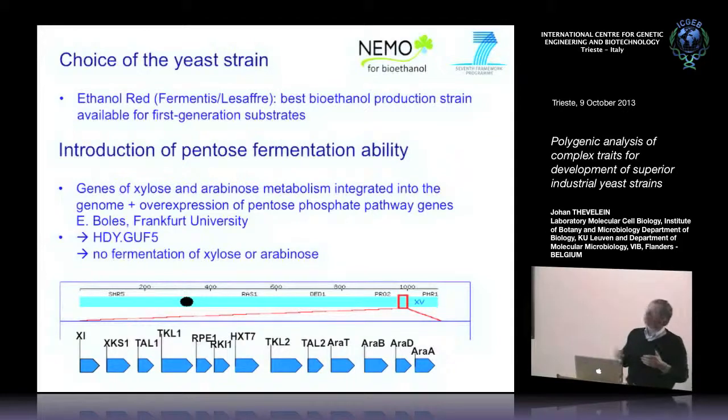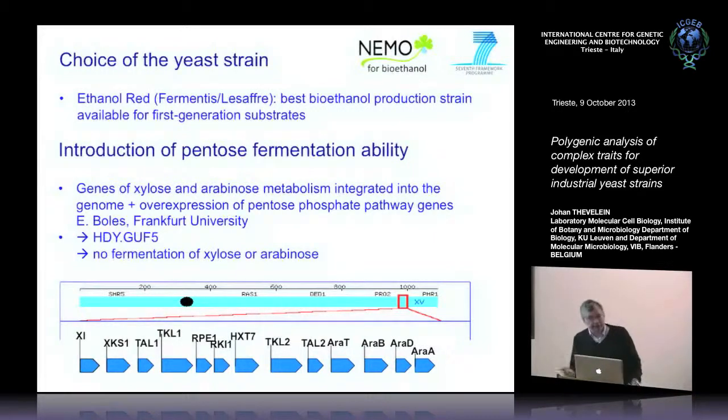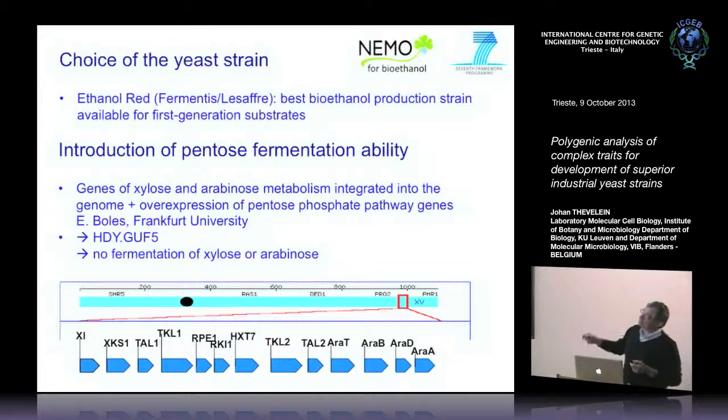The Ethanol Red strain from Fermentis, Lesaffre, is one of the most used bioethanol production strains in the first generation, with the corn and wheat bioethanol production. And so we decided to use that strain to introduce pentose fermentation ability. The group of Eckard Boles introduced a cassette with xylose isomerase, arabinose metabolism genes, and overexpression of some pentose phosphate pathway genes, and introduced that into this Ethanol Red strain.